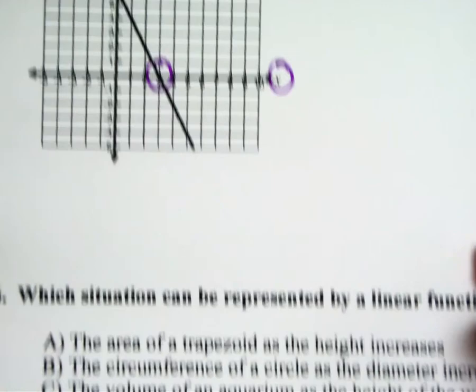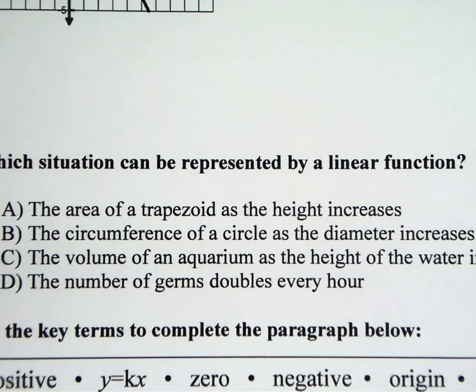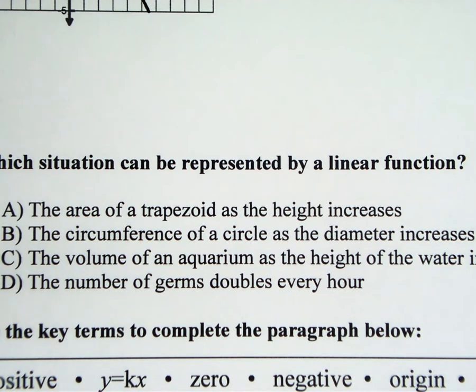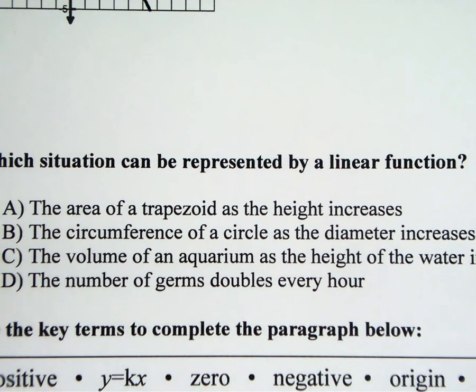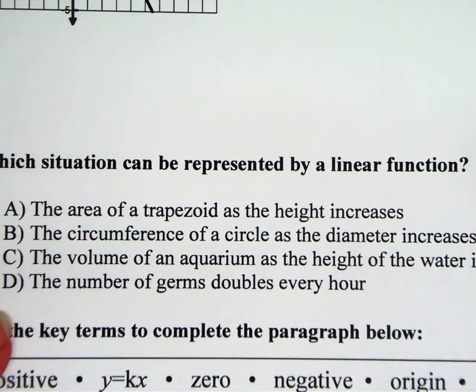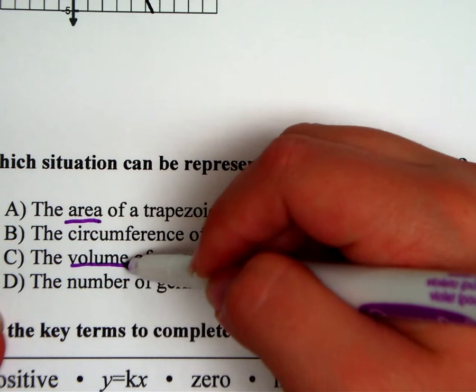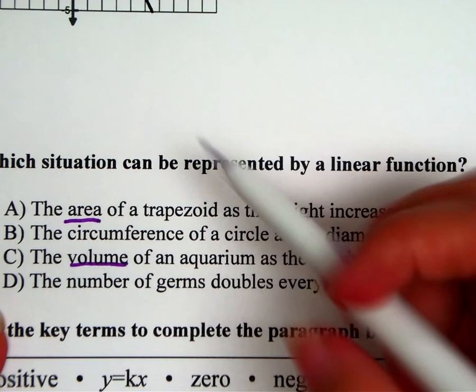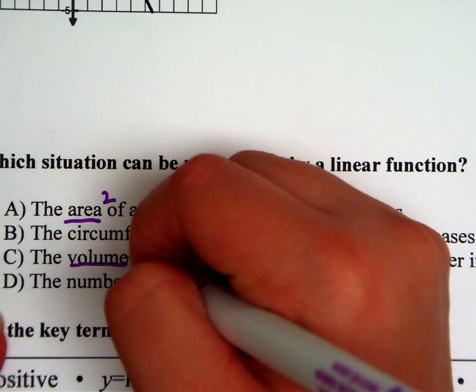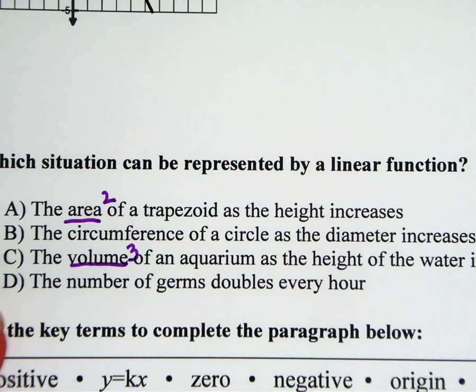Now number 6. Which situation can be best represented by a linear function? Well, we had a foldable on it, and it was either yellow or orange depending on what class you're in. And in that foldable under situations, it said words to look out for were area and volume. Area is always going to give us something squared, and volume will always give us something cubed, or raised to the 3rd power. And neither one of those are linear.